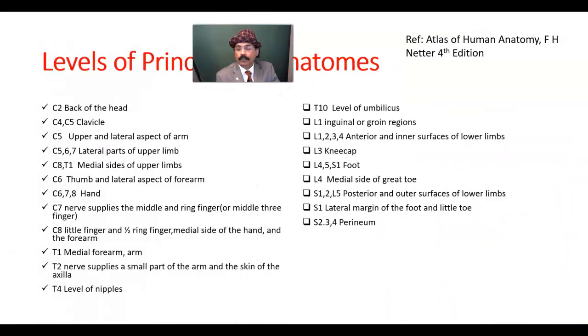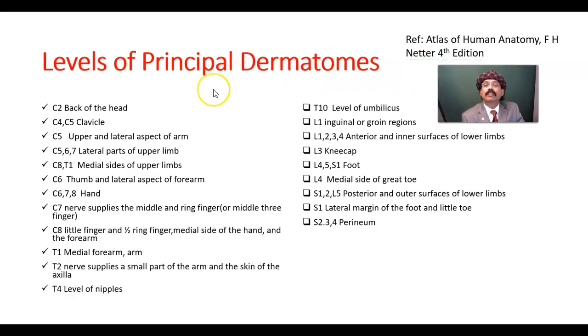We have to remember these levels of principal dermatomes. There may be a little overlap and a little variation from person to person, even variation from textbook to textbook. I request the students to learn this level of principal dermatomes, and please confirm from your textbook, the one in your medical college.